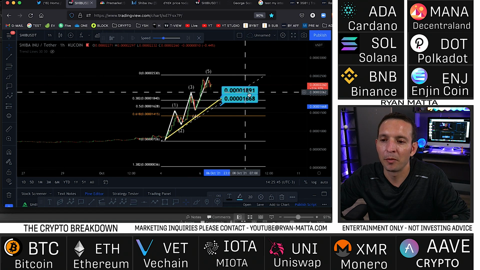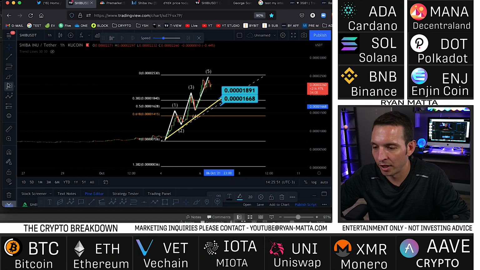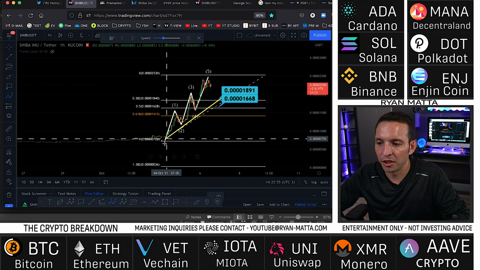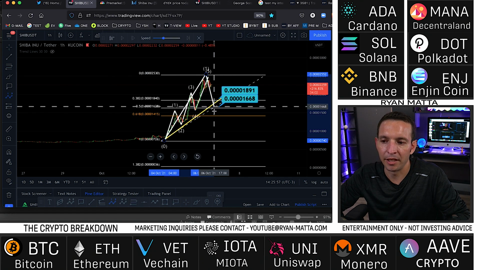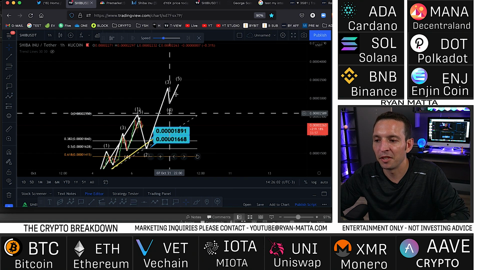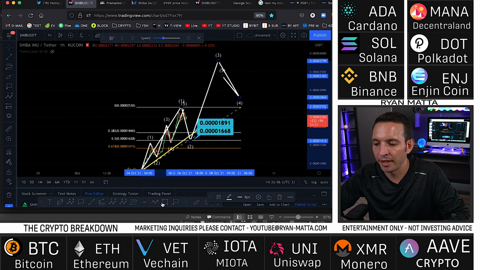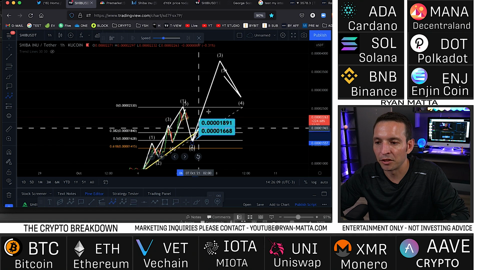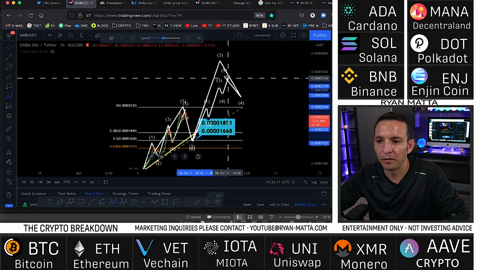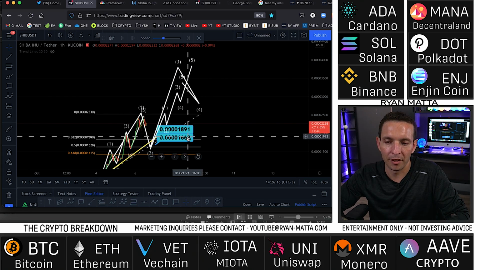I'm looking for Shiba to retrace down to about 4 zeros 1891 to 4 zeros 1668, somewhere in that price range, as long as this wasn't just the hype behind a pump, behind getting launched on Coinbase. Then we'll start that same process over again, and you're going to be looking for Shiba to run up a micro leg set inside this leg 3. So I'd be looking for that same type of market structure, that 1, 2, 3, 4, 5 in here to complete leg 3. And after we complete that, I'd be looking for another macro retrace.